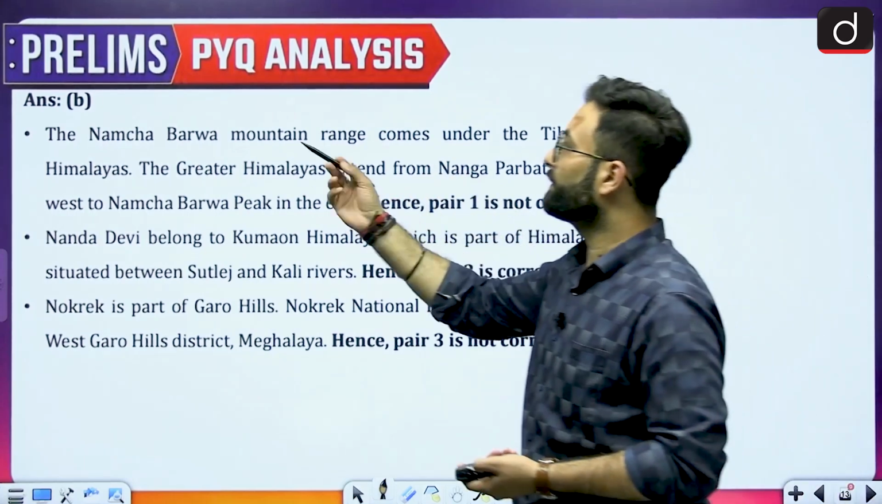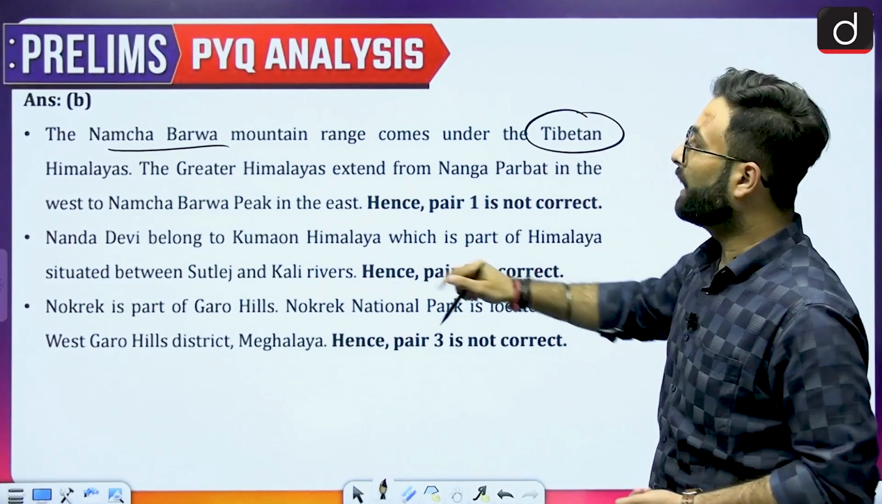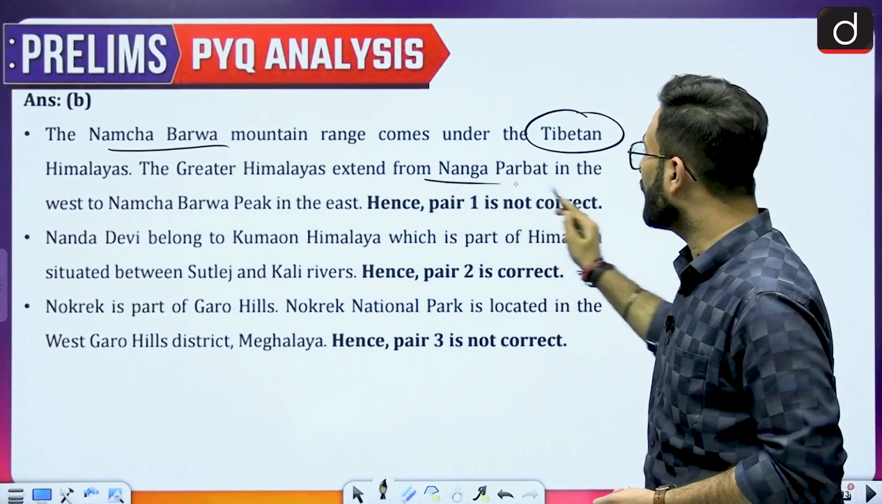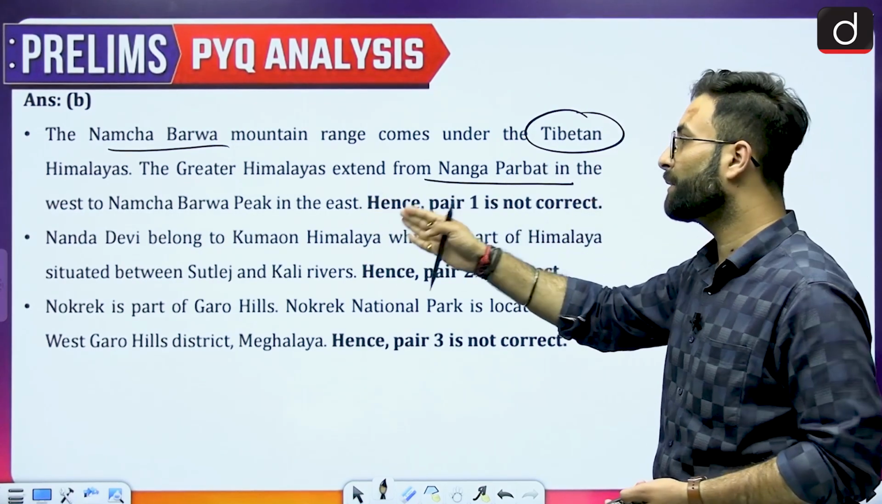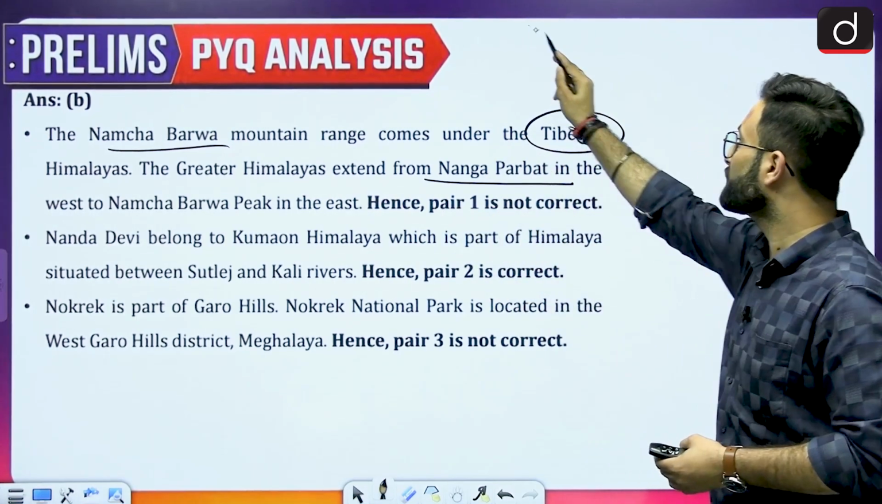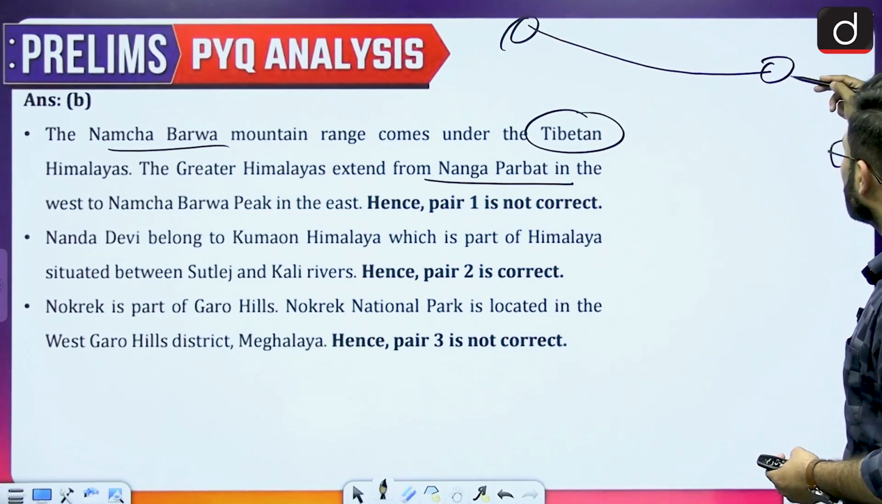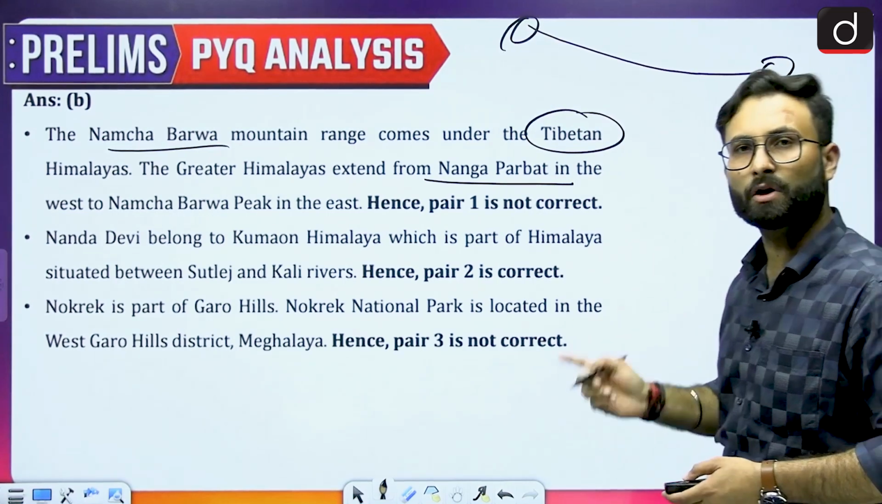When we talk about Namcha Barwa, the mountain ranges come under the Tibetan Himalayas. The Greater Himalayas extend from Nanga Parbat in the west to the Namcha Barwa peak in the east. After Namcha Barwa, you will see that the direction of the Himalayas changes. From Nanga Parbat over here to Namcha Barwa over here, then you have the Himalayas like this. That is your Purvanchal Himalayas.